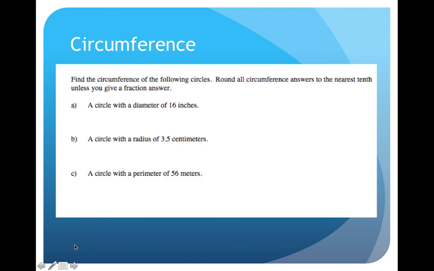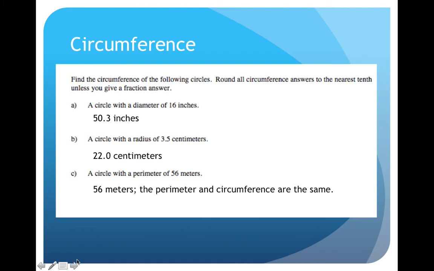Now that you've had some time to come up with your answers, for letter A, they wanted you to find the circumference of a circle with a diameter of 16 inches. Remember, again, you should have used 3.14. Letter A, your answer would be 50.3 inches. For letter B, with a circle with a radius of 3.5 centimeters, you should have 22 centimeters. For letter C, a circle with a perimeter of 56 meters, your answer should have been just 56 meters because perimeter and circumference are the same thing.